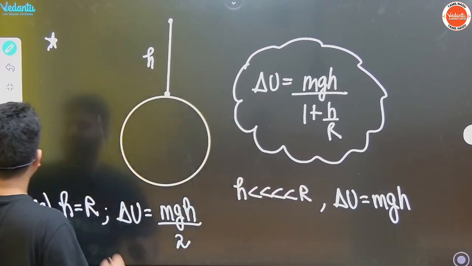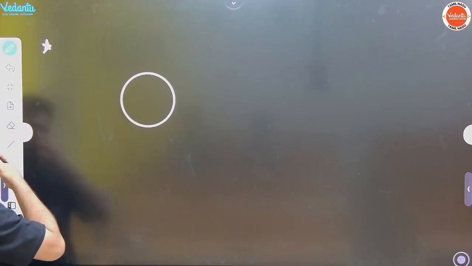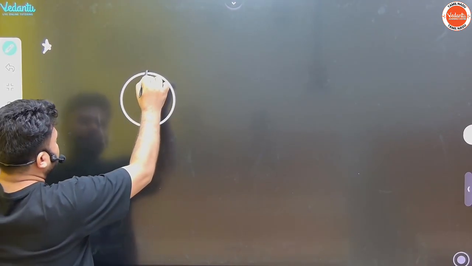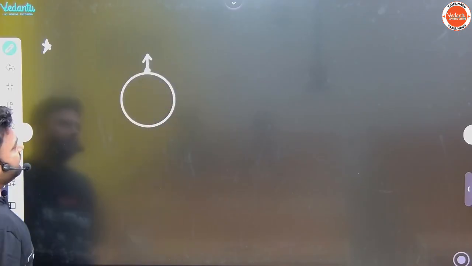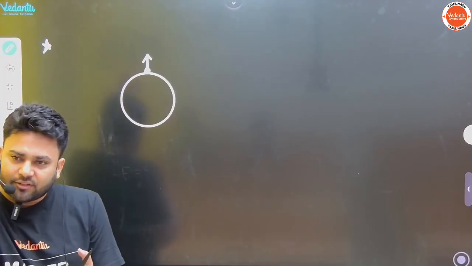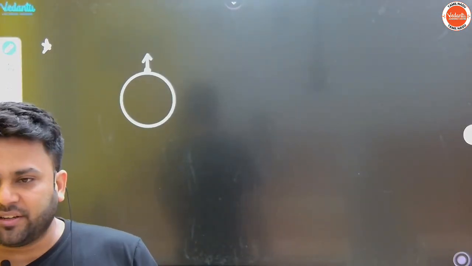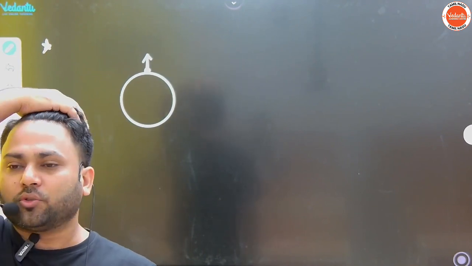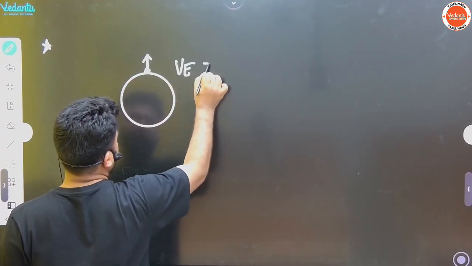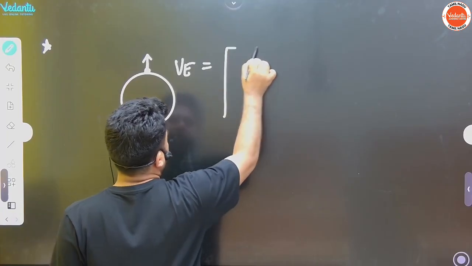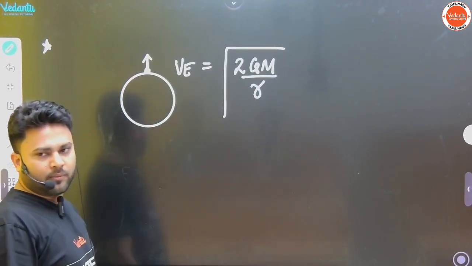Okay, next we have, suppose this is earth. With what speed should we project the ball, throw the ball, so that it does not return back, correct? It goes out of the field of earth. The field of the earth is attracting the ball. So with what speed should we throw so that this ball does not come back? That speed is called escape velocity, and you remember its formula: under root 2GM by small r. Now these are very important things.